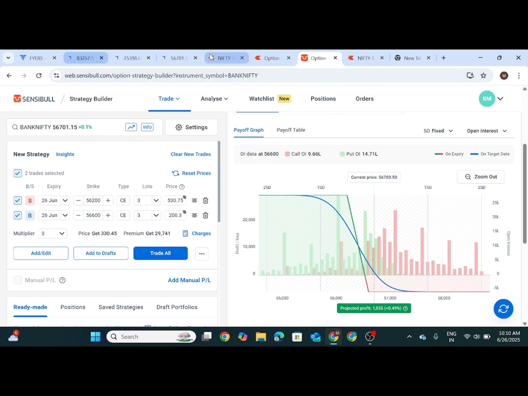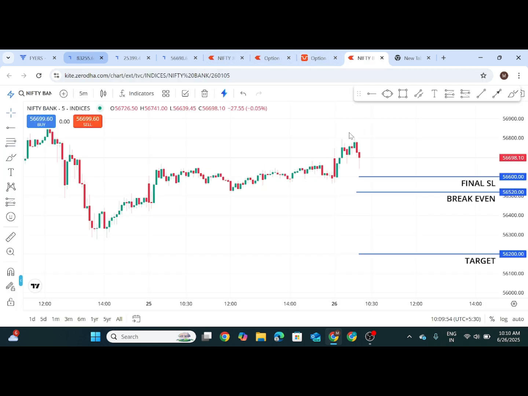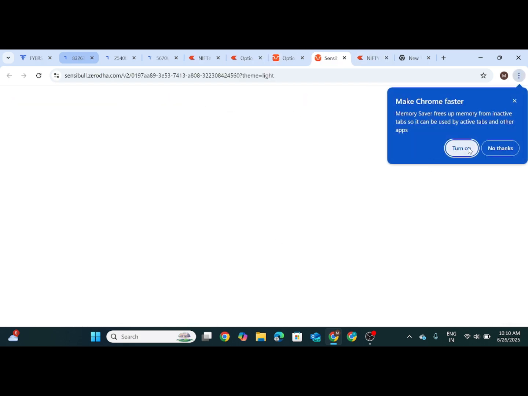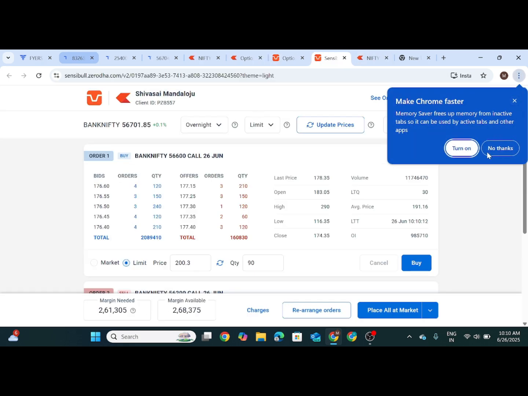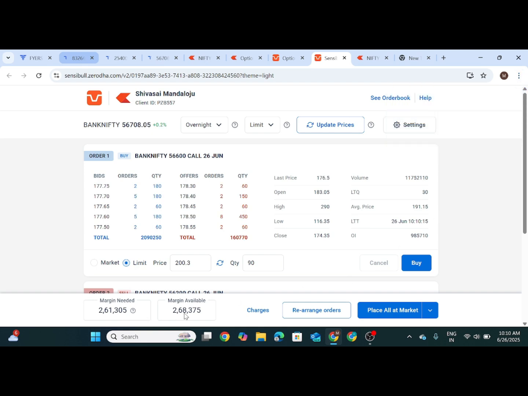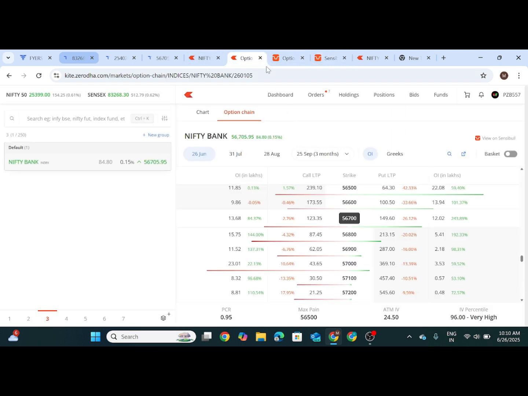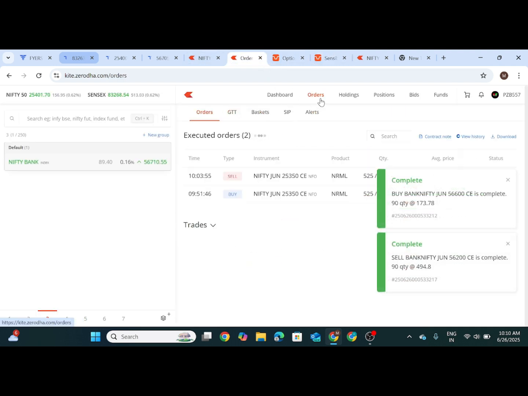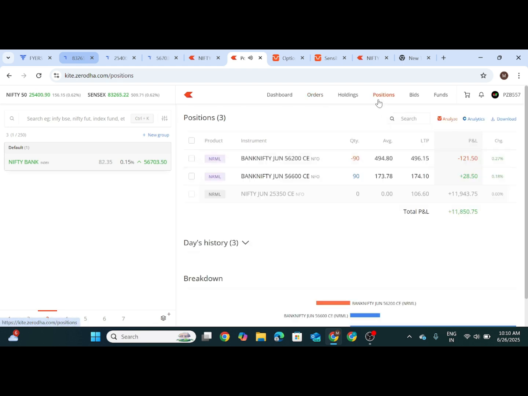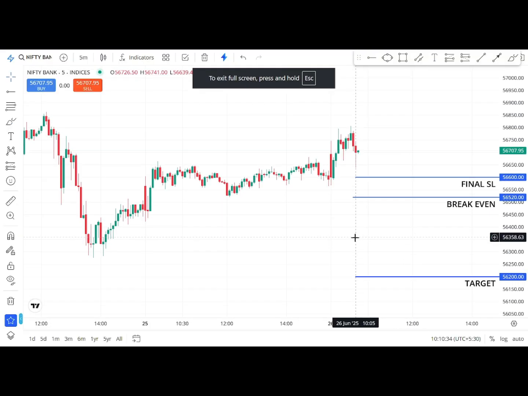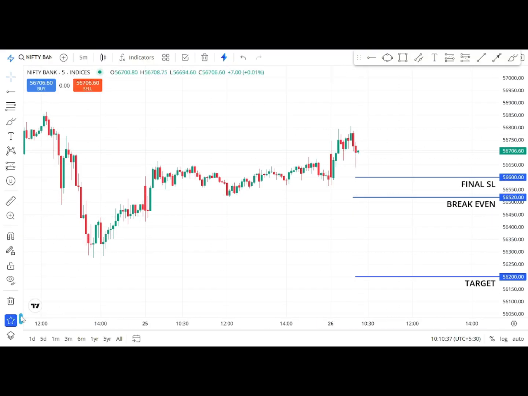We already gained 11,000, so if we lose, we're still in profit. That's why I'm entering this trade, because we already hedged. Chalo, entry. I'm placing a market order. Trade got executed. These are the order books and the PNL.